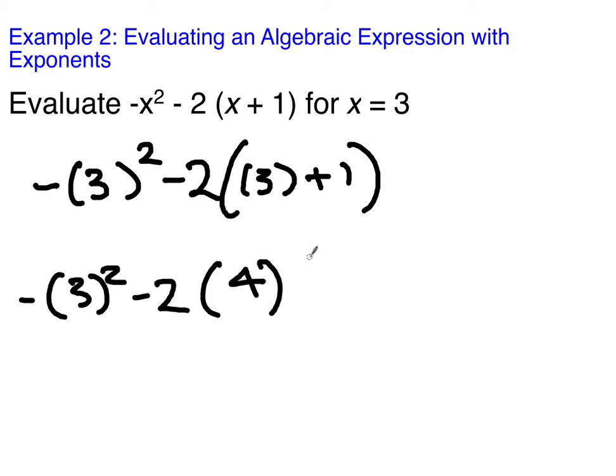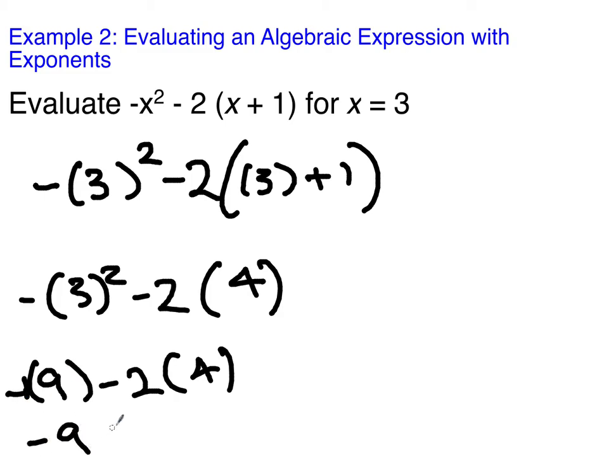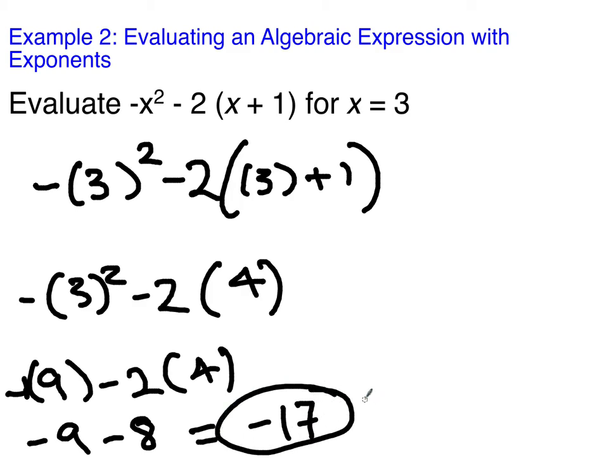Okay, next thing after parentheses is exponents. So we do have an exponent here. So we have -3 squared is 9. So we have -9 minus 2 times 4. Then the next thing we look for is either multiplication or division. Well, here negative times the parentheses, this is really like -1 times 9. So that would be -9. -2 times 4 is like -8. Now addition or subtraction from left to right, -17 is the value of this expression when x equals 3.